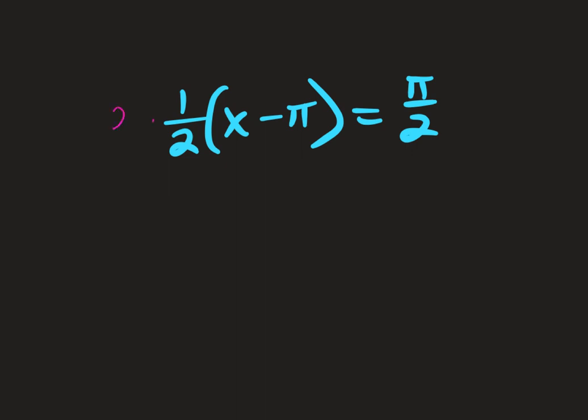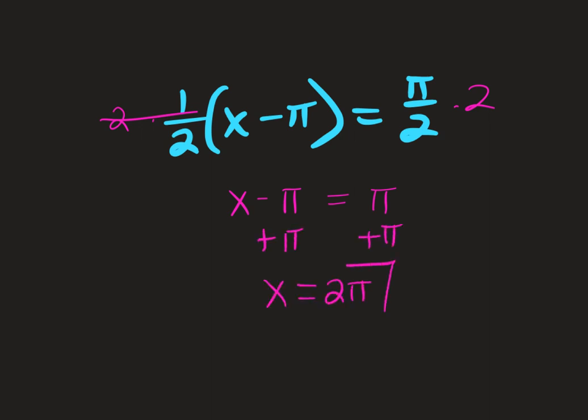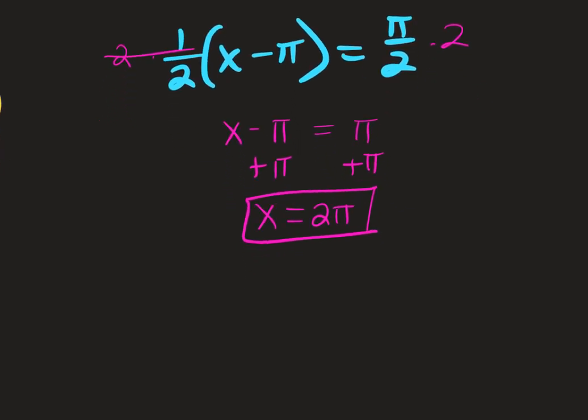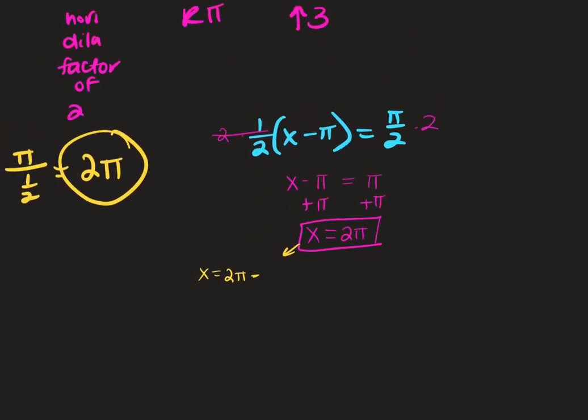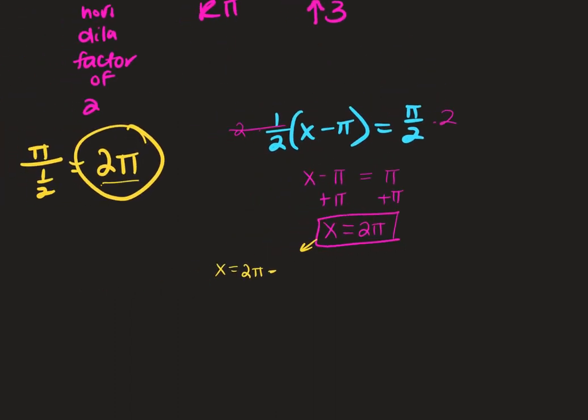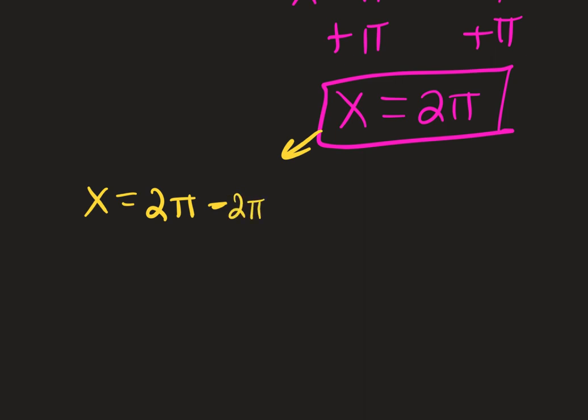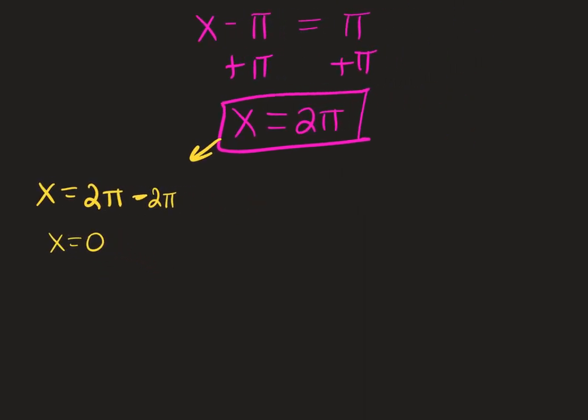To get rid of that, good. And I get x minus pi equals pi. And then I add the pi, and I get x equals 2 pi. So my middle asymptote is at 2 pi. Now from that one I'm going to subtract to get the one on the left. So I subtract the period, which is 2 pi, and I get x equals 0. And I add the period, and I get x equals 4 pi.